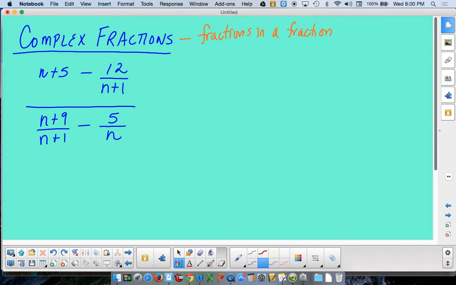Okay, realize on this one that n plus 5 is like saying it's over 1. So you have two fractions subtracted on top, and two fractions subtracted on bottom. The question is, you have a division problem as well. So should I flip it over and multiply, or do I need common denominators first?